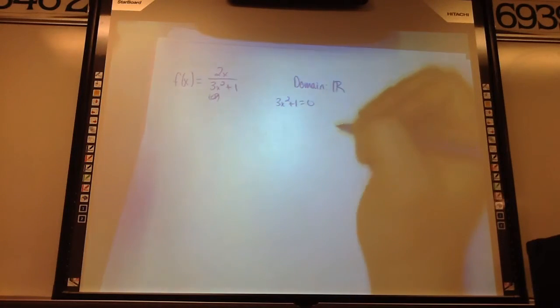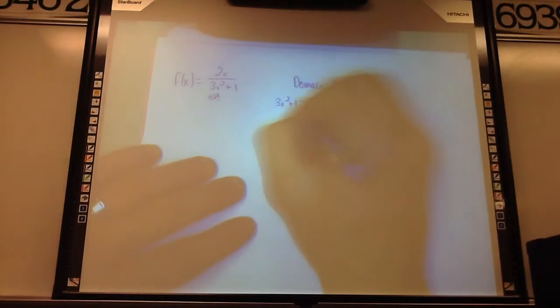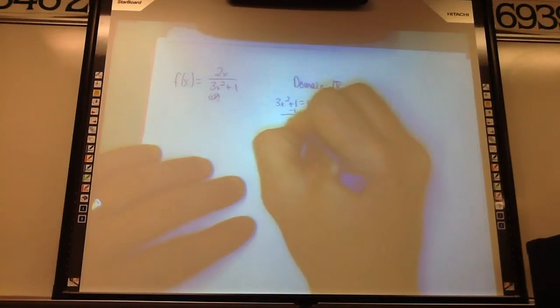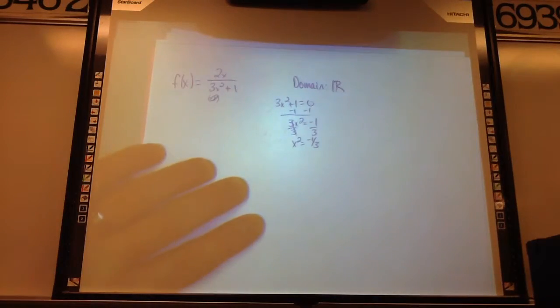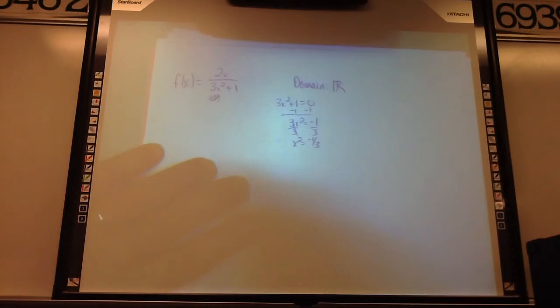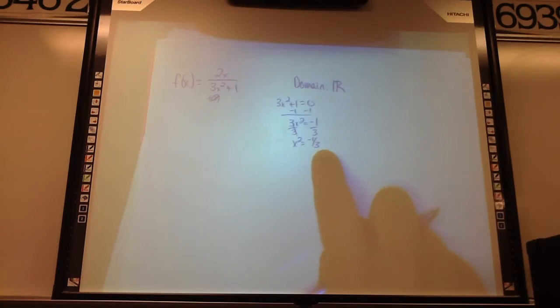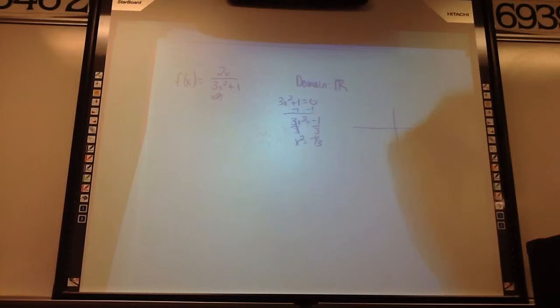When will the bottom equal 0? Because x can't be that, right? Well, if you do that, 3x squared equals negative 1, so x squared equals negative 1/3. It never will, unless we do imaginary numbers, and we're not. So this bottom part will never equal 0. Therefore, the domain is all real numbers. So are there any vertical asymptotes? No, because if there's a vertical asymptote on a graph, it never touches it. That's not in the domain.